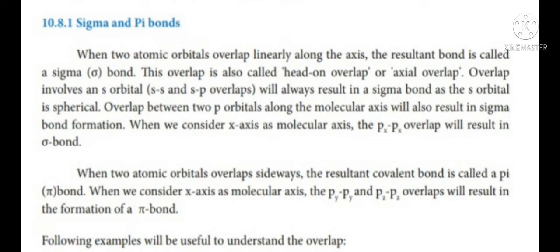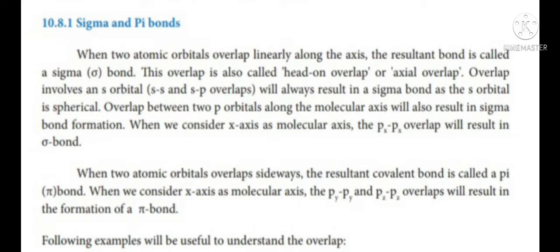Next, let me discuss pi bond. When two atomic orbitals overlap sideways, the resultant covalent bond is called pi bond. Again I repeat, when two atomic orbitals overlap sideways, the resultant covalent bond is called pi bond. When we consider x-axis as a molecular axis, the overlapping of the py orbital and pz orbital will result in the formation of a pi bond.